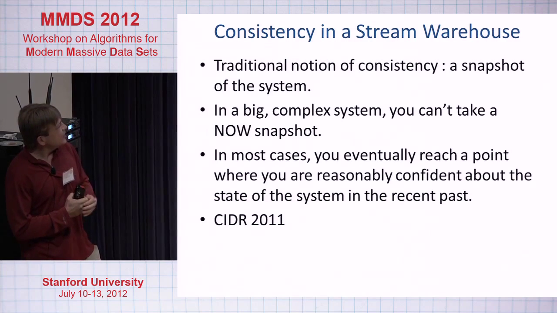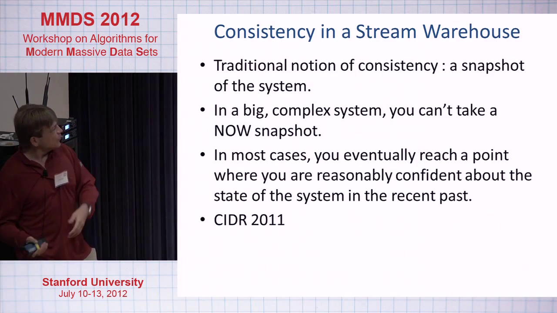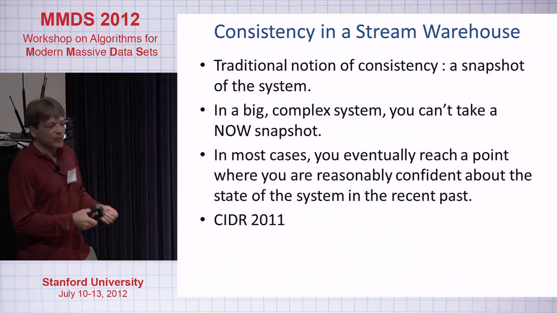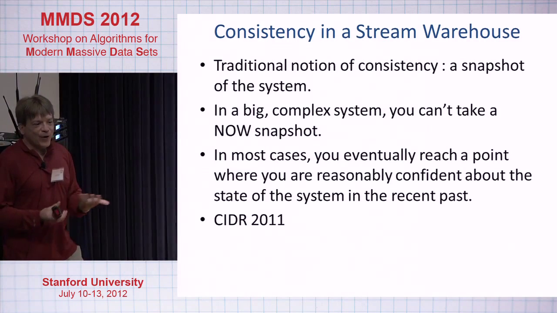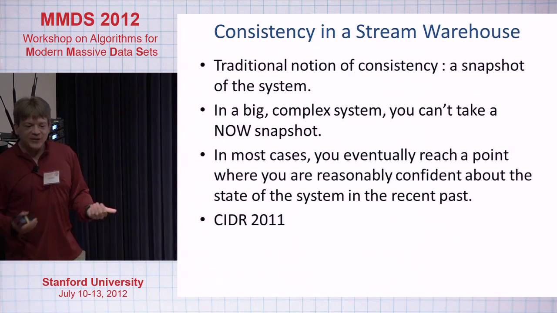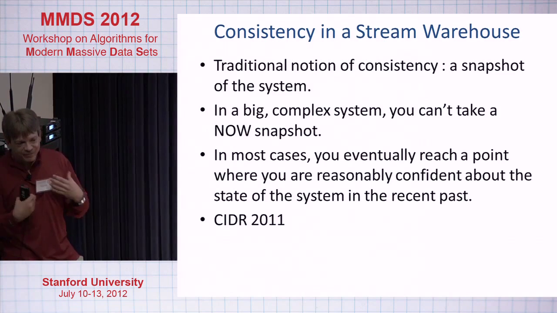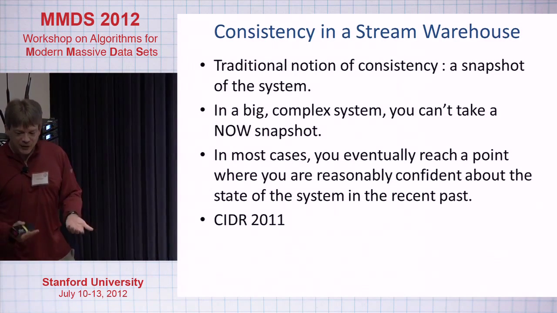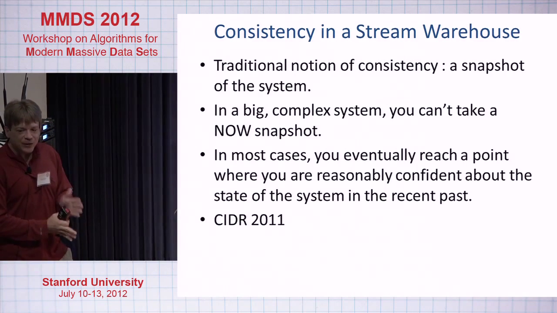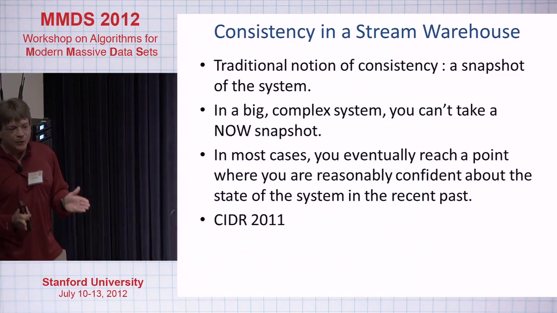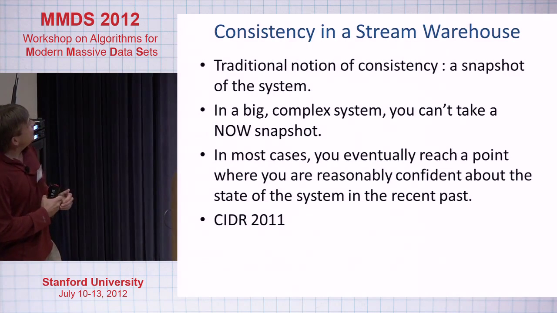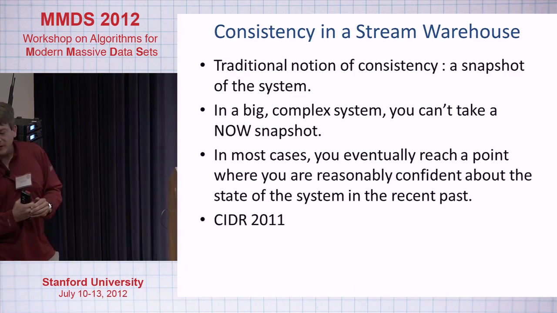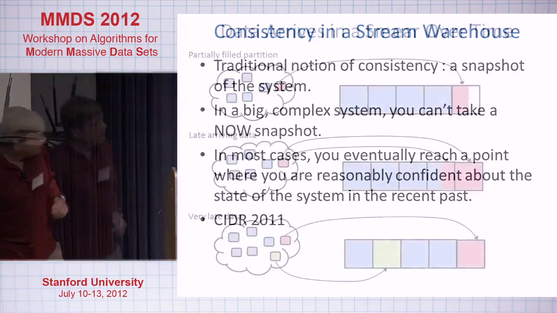What you can usually do is that in most cases, you can eventually reach a point where you're reasonably confident about what the state of the system was in the recent past. So if you are dealing with large, complex systems, you have to be comfortable with a bit of ambiguity. You try to minimize the ambiguity, but you have to be comfortable with it and build systems which can deal with ambiguity. And the material I'm going to talk about was in CIDR 2011.